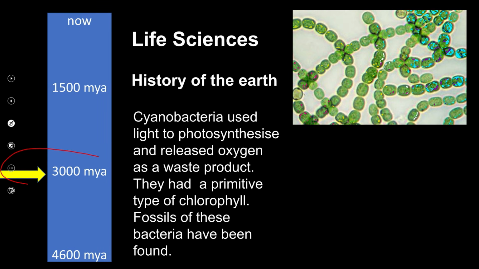Then, 3,000 million years ago, the first proper photosynthetic bacteria, which are called cyanobacteria, they had chlorophyll and they used light to produce food by photosynthesis, and they released oxygen as a waste product. They had a primitive type of chlorophyll. Now, these cyanobacteria exist today, and the picture shows some of the cyanobacteria that are actually found in water today.